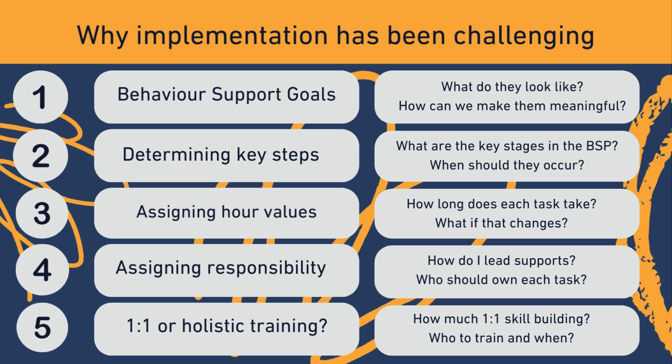And planning and mapping out how much of the implementation phase involves one-to-one skill building for the person, and how much involves training supports, indirect supports, and stakeholders: who we train, and when this has to occur based on the other deliverables. So hopefully in the next few sessions, we're going to unpack how these particular challenges and barriers can be overcome and answer some of these questions.